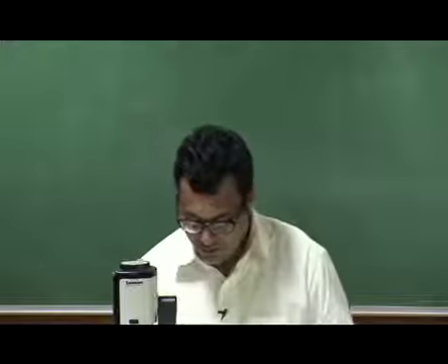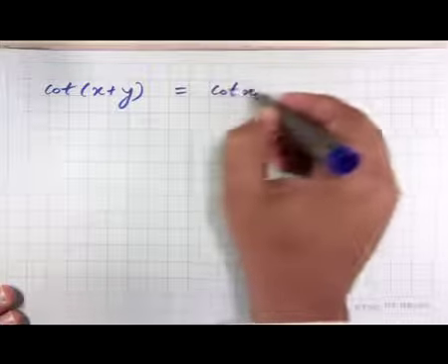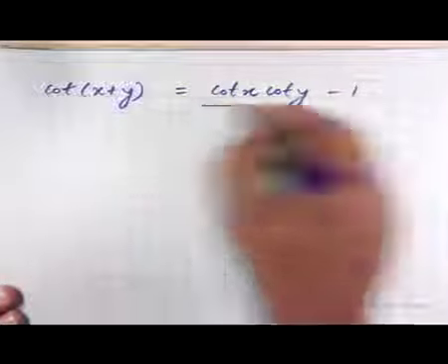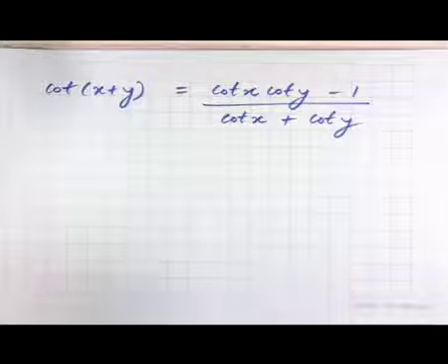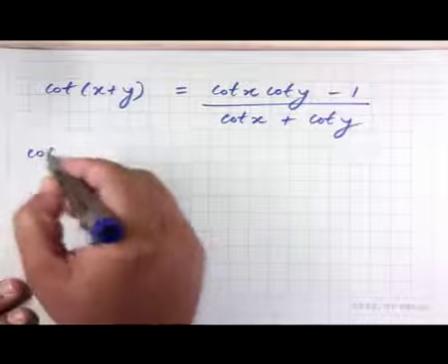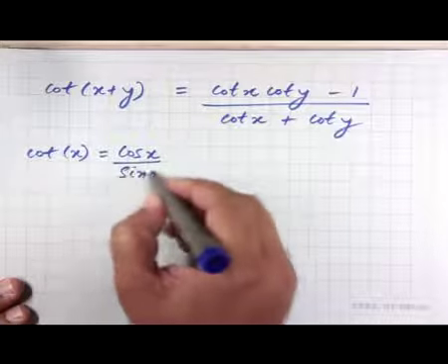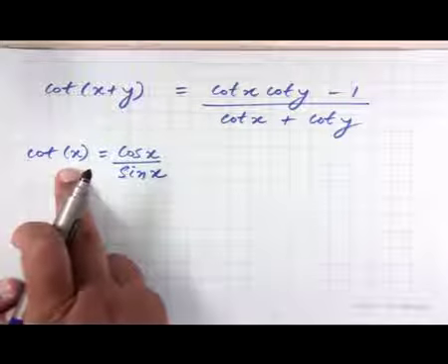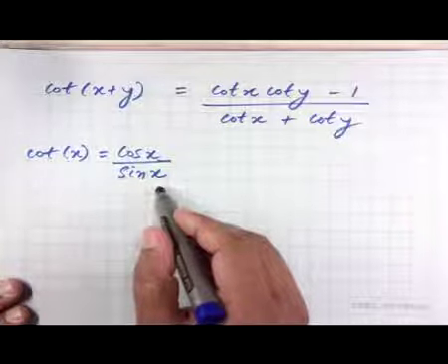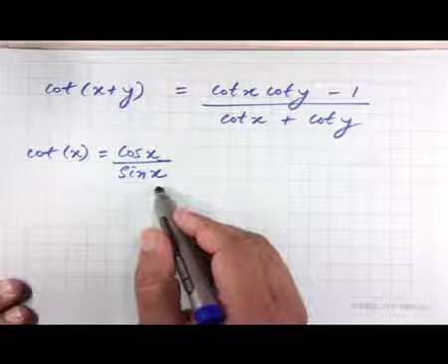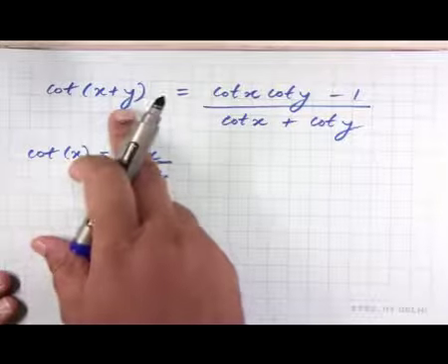So, finally, we end up with the expression cot of x plus y equals cot x cot y minus 1 upon cot x plus cot y. Now, since cotangent of x is 1 upon tan x, which is actually cosine of x upon sine of x, cotangent of x becomes plus minus infinity when sine of x goes to 0, which happens when x is a multiple of pi. So, this expression for cotangent of x plus y is well defined only when x plus y is not a multiple of pi.